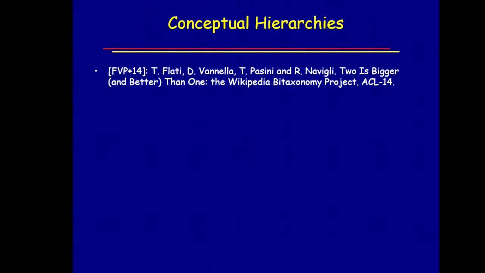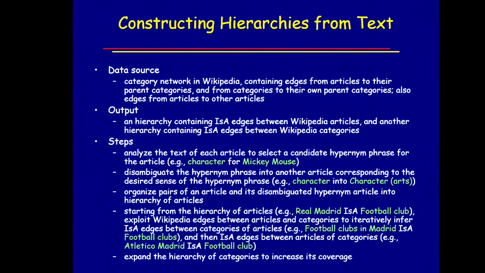All of this is just to say that it seems useful to get a hierarchy among articles, not just among categories. It was just an argument for that claim. Starting again from the category network in Wikipedia, which, as we know by now, connects articles to categories and categories to other categories, they get a hierarchy among Wikipedia articles and another hierarchy among categories. The first hierarchy was not produced in previous work. The second one was.